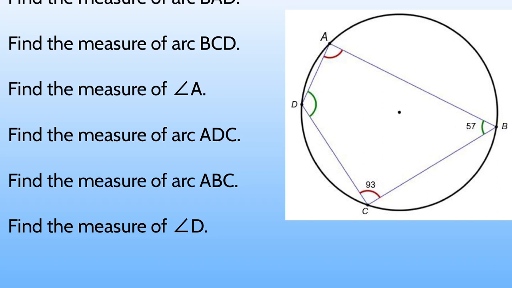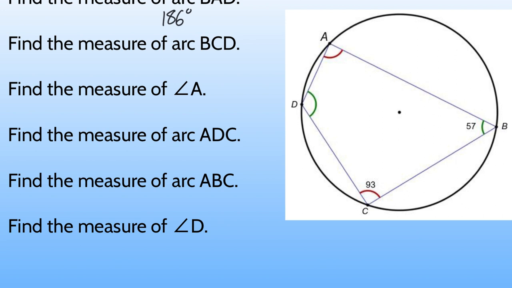So the first question is asking, what is the measure of arc BAD? Well, BAD goes like this. And BAD, if you look at the inscribed angle for it, angle C is 93 degrees. So this arc would have to be twice that. So this arc would have to be 186 degrees. Now, arc BCD is right here, and these two make 360.